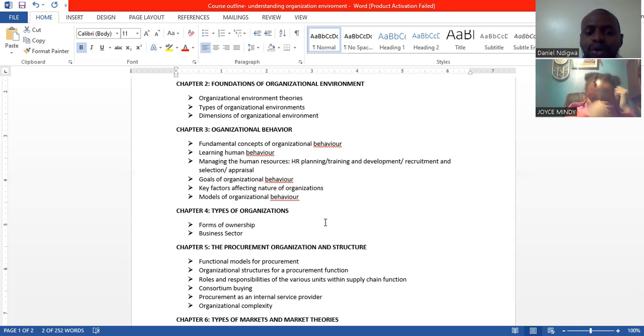For example, we can look at companies where we have public limited companies and private companies. Public limited companies are companies that are owned by the public at large. You also have individual or private limited companies. These are companies that are owned by individuals who come together to form a company.